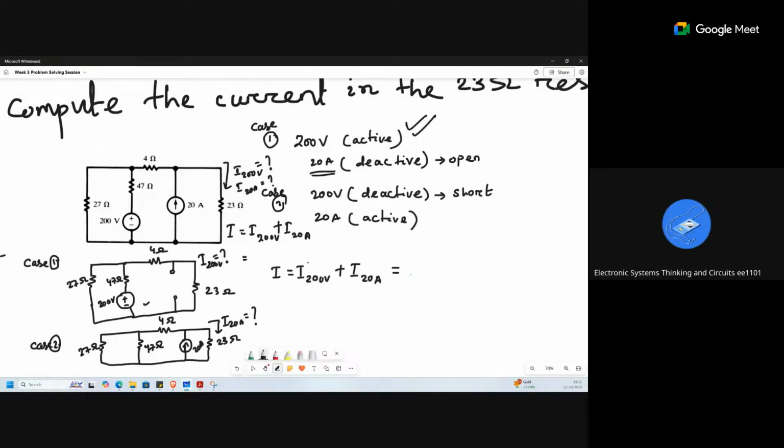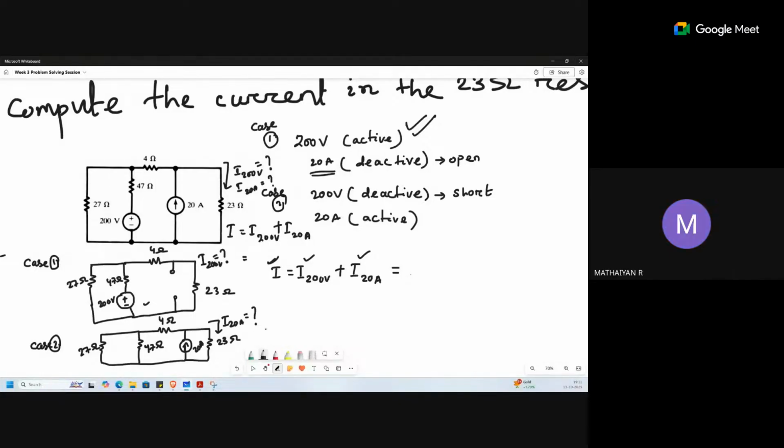That's why we say superposition means the effect of two sources is calculated individually. Then the total current will be the addition of the two currents we get due to the individual effect of the sources. Is it clear?